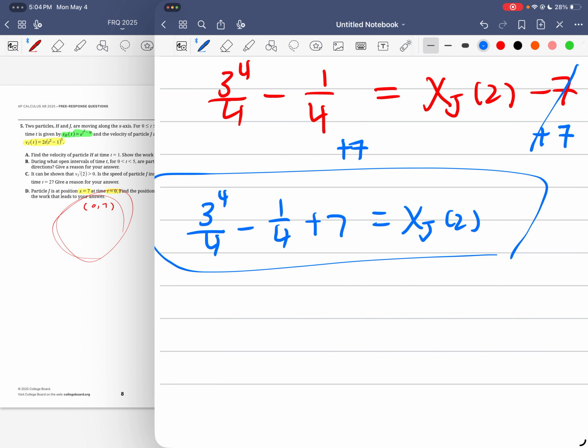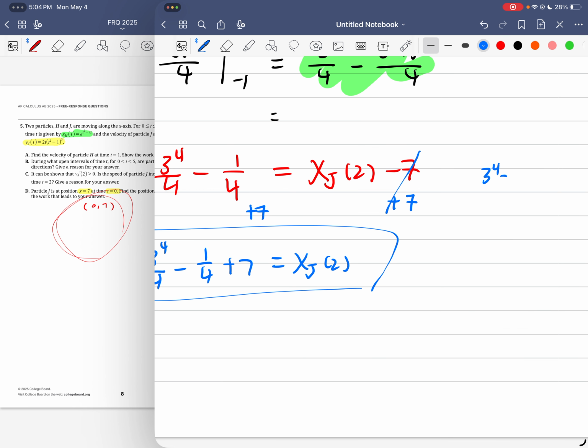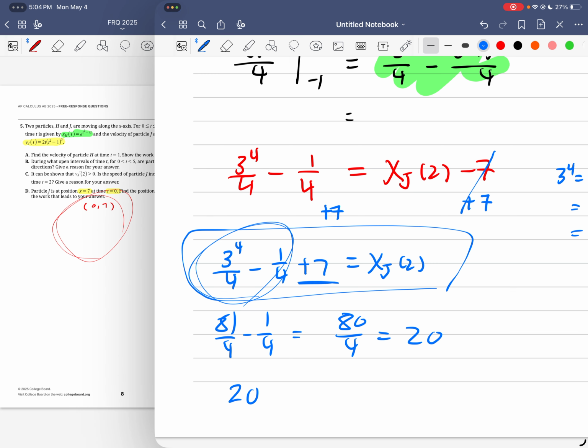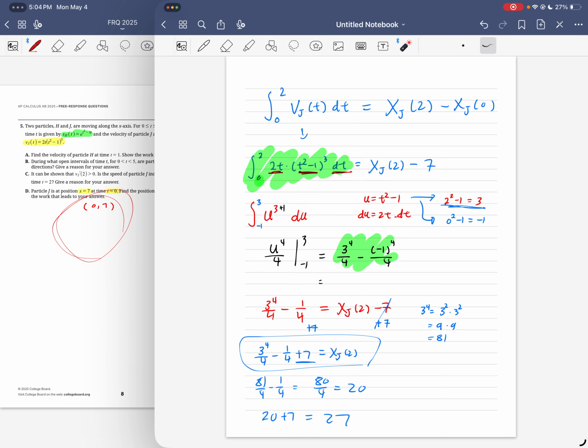That's fine. Or here, 3 to the 4th power, you can say 3 times 3 is 9. It's the same thing as 3 squared times 3 squared, right? So it's going to be 9 times 9, which is 81. So you can simply do it as 81 over 4 minus 1 over 4, which is 80 over 4, which is 20. So this whole thing is going to be 20. And we still have plus 7, which is 27. You can simplify like this, but again, even if you leave it like this, that's totally fine.